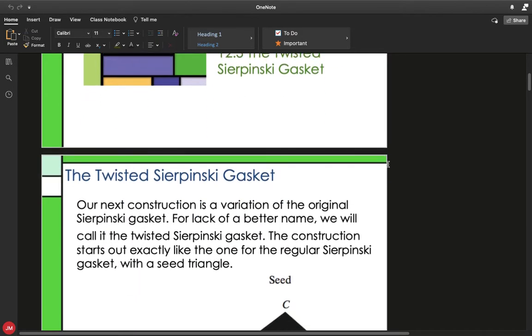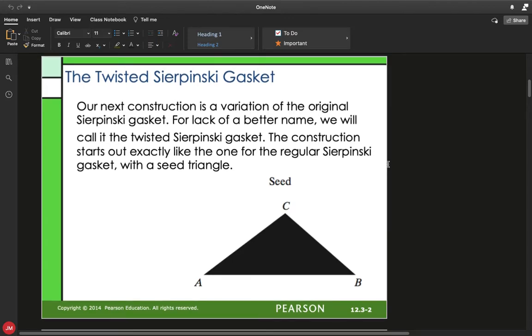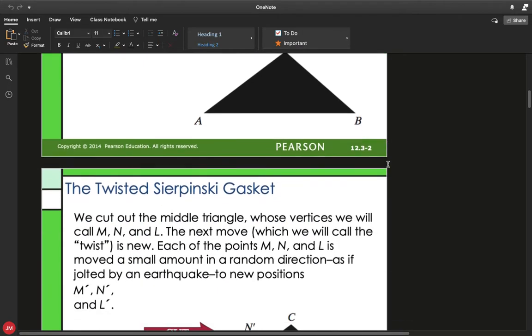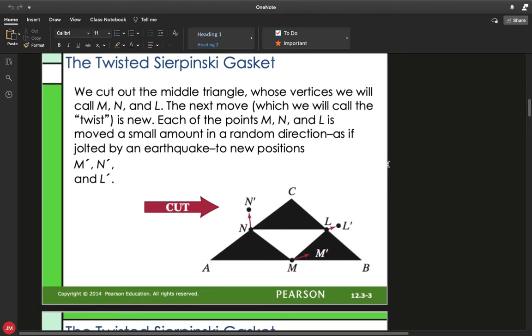So with the twisted Sierpinski, we're going to start the exact same way. We're going to start with a seed triangle, let's call it ABC here, and it's shaded the same as it would have been for the regular Sierpinski gasket or Sierpinski triangle. The next step is we cut out the middle triangle, just like we would have in a regular Sierpinski triangle. We cut out the one which has the vertices at the midpoints of each of the sides. So again, it looks something like this.